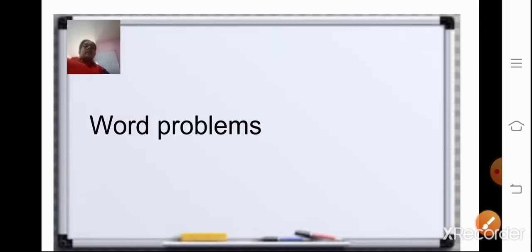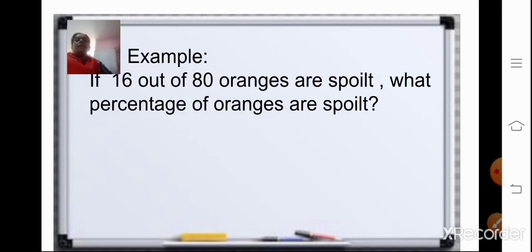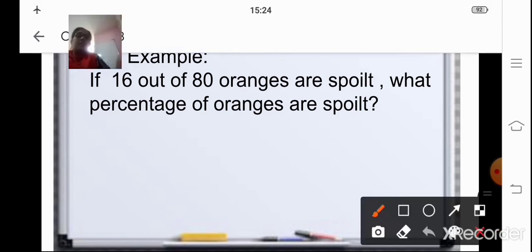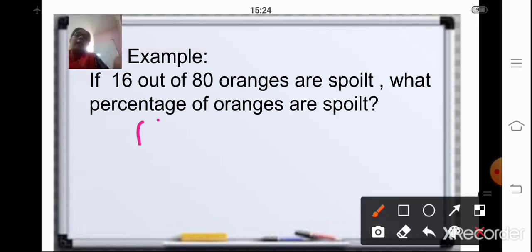Okay. Now based on this, finding the value, that is based on the percentage, we'll solve some word problems. Now first word problem, that is an example for you. Now if 16 out of 80 oranges are spoiled, what percentage of oranges are spoiled? Now here the number is given, that is out of 80 oranges, 16 oranges are spoiled. So you have to find the percentage for the number 16. So what we will do is, we will write the number. Now total number of oranges is 80 here. Now out of 80, 16 oranges are spoiled.